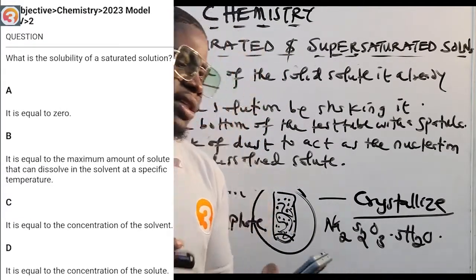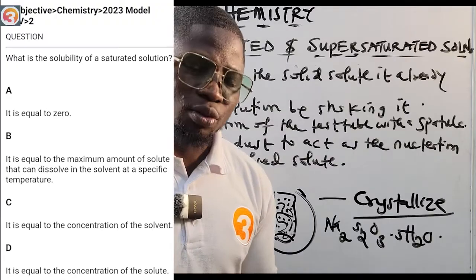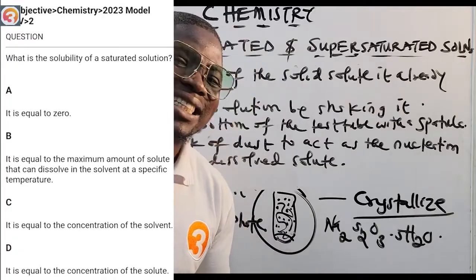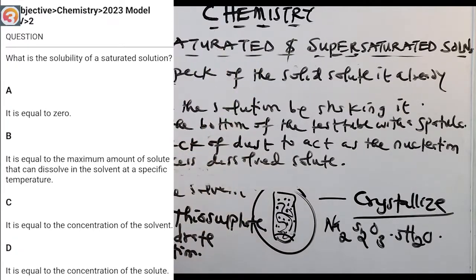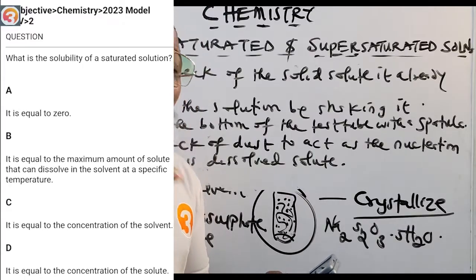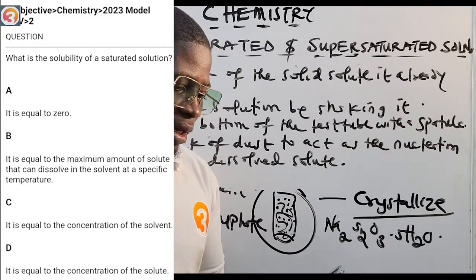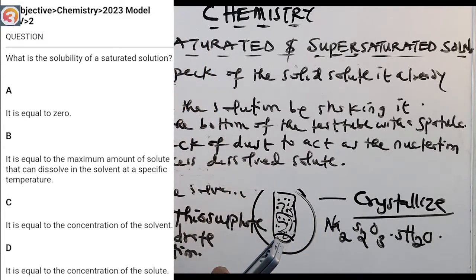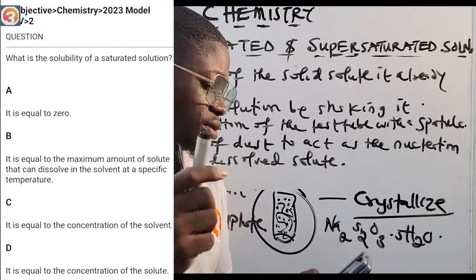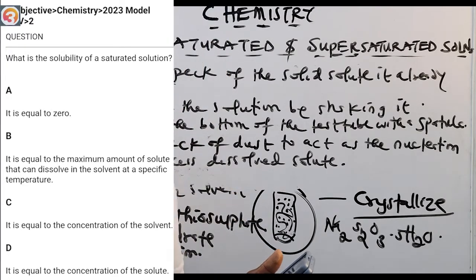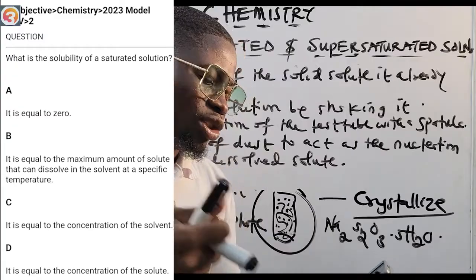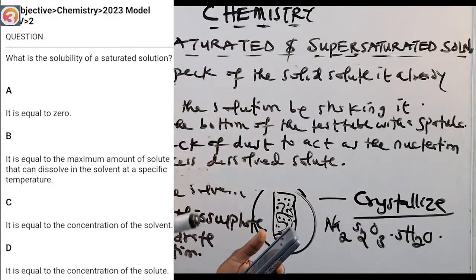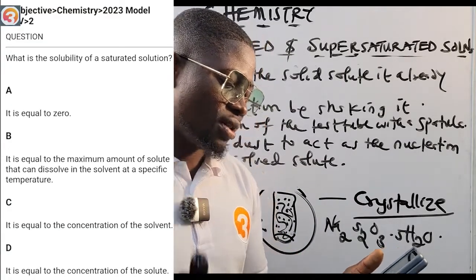2023 number 2 says, what is the solubility of a saturated solution? The solubility of a saturated solution is the maximum amount of solute that can dissolve in that solvent at a particular temperature. A, they say it is equal to 0. No. B, it is equal to the maximum amount of solute that can dissolve in that solvent at a particular temperature. C, it is equal to the concentration of the solvent. No. D, it is equal to the concentration of the solute. No.